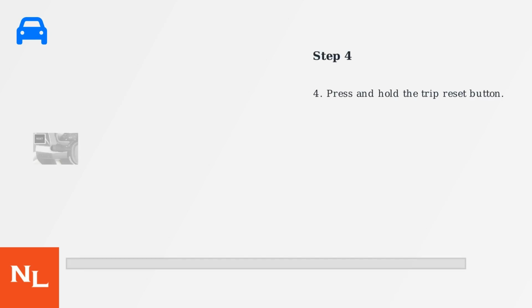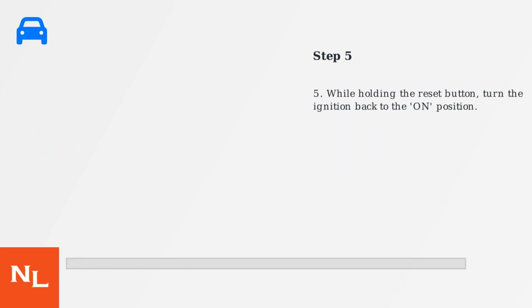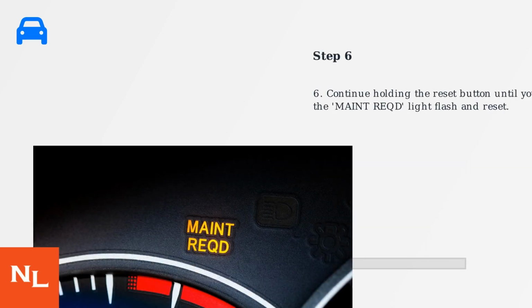4. Press and hold the trip reset button. 5. While holding the reset button, turn the ignition back to the on position. 6. Continue holding the reset button until you see the maintenance required light flash and reset.